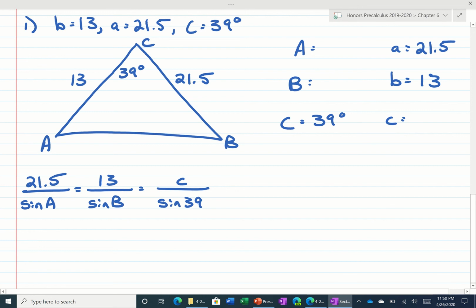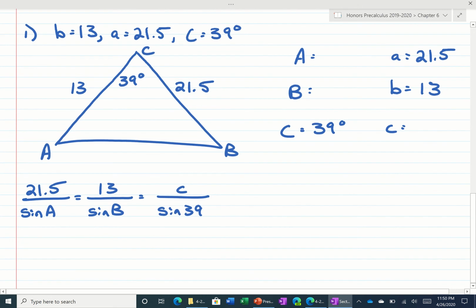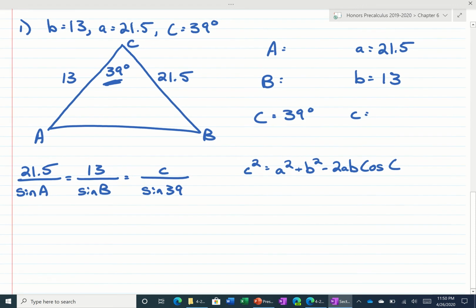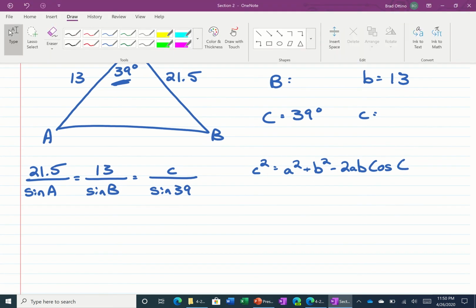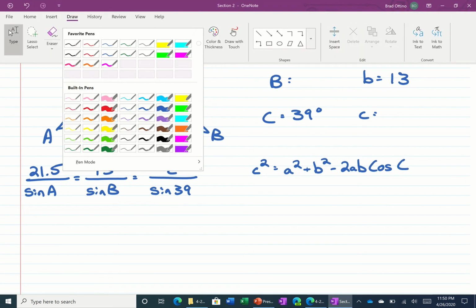So this is where we have to use law of cosines. And we only have one angle. So because we only have one angle, we have angle C. The only formula with angle C in it with law of cosines was c squared is equal to a squared plus b squared minus 2ab cosine of angle C. Let's go ahead and figure out what side C is.